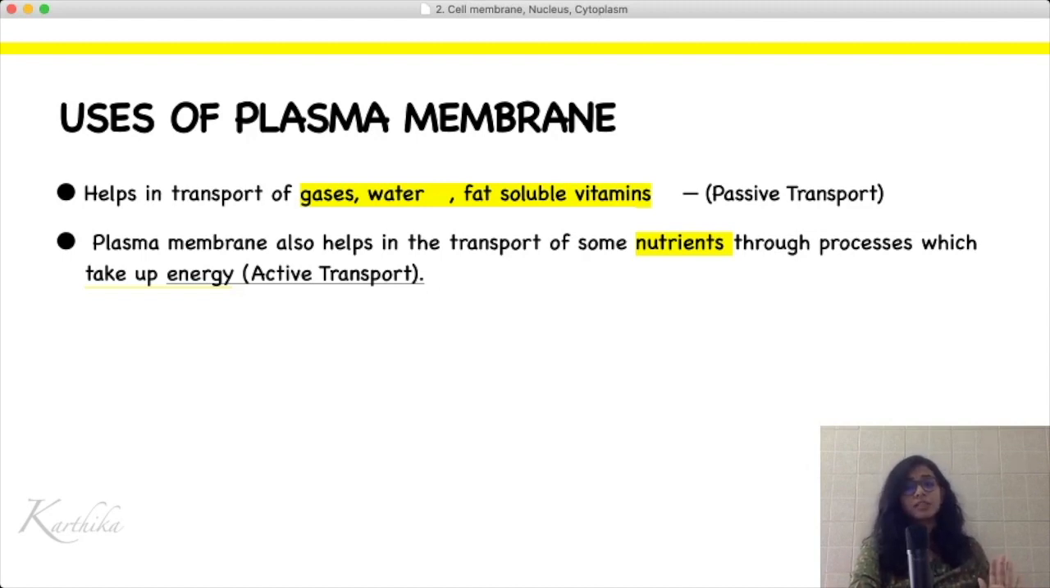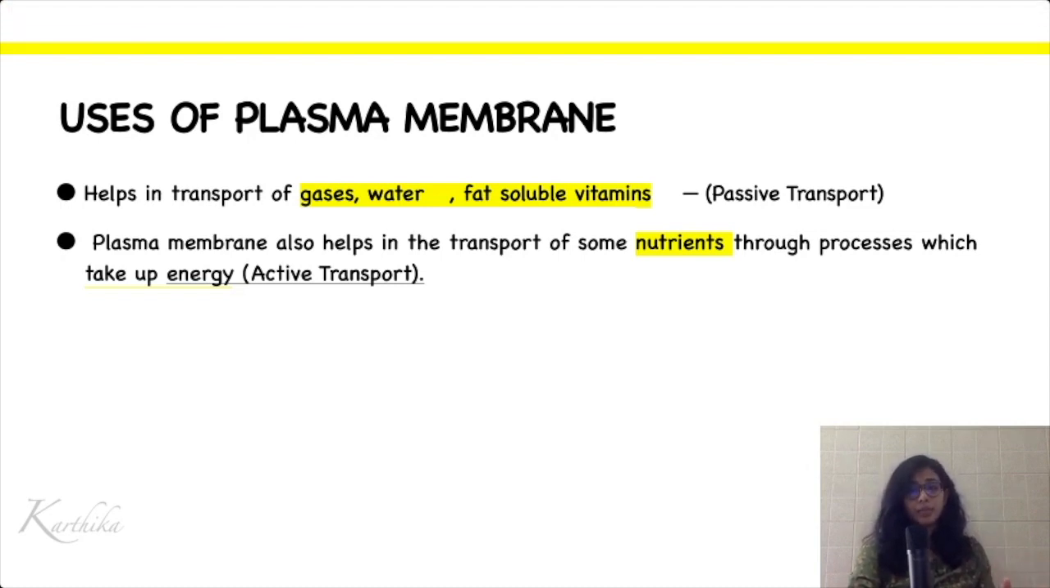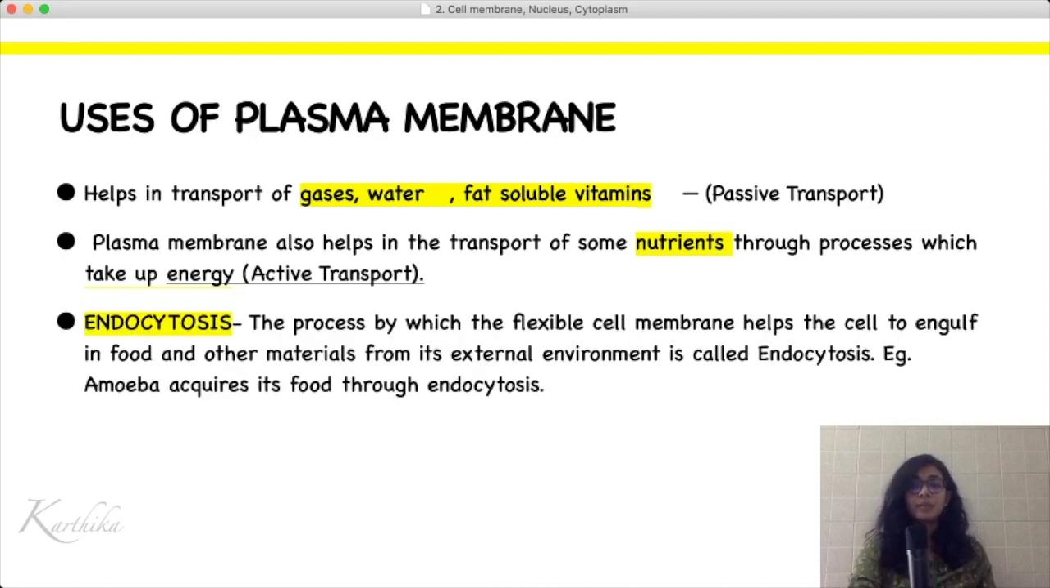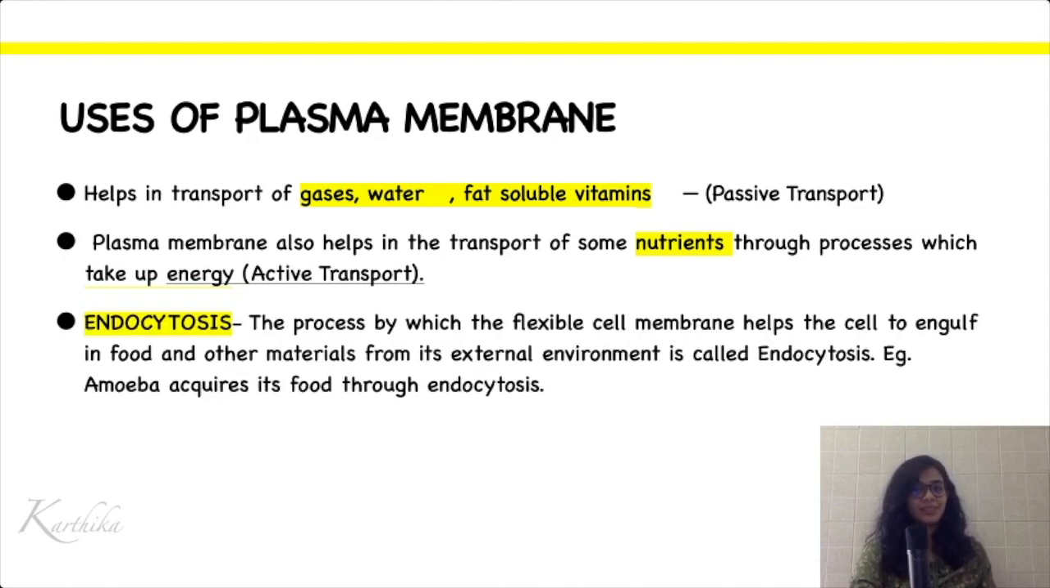One is passive transport, where it happens spontaneously, like diffusion. We saw there are two types. So that is passive transport. Then it also helps in the transport of some nutrients through processes which take up energy. That is active transport. Now another use of the plasma membrane in some organisms is that it helps in feeding, in taking up food. So that process is called endocytosis.